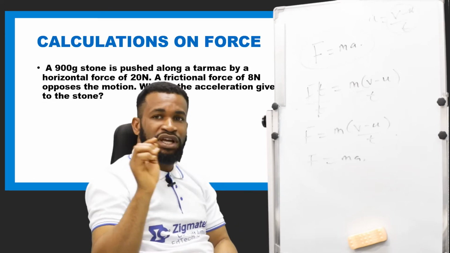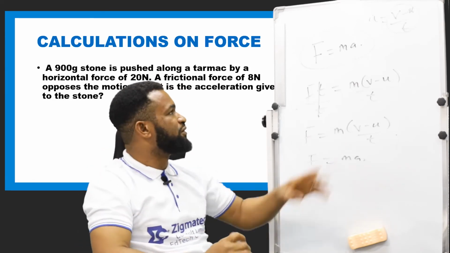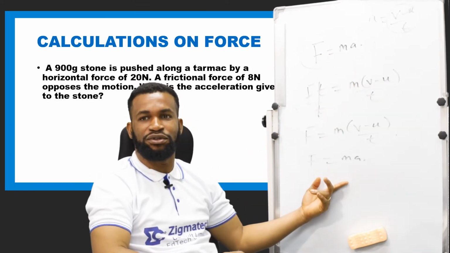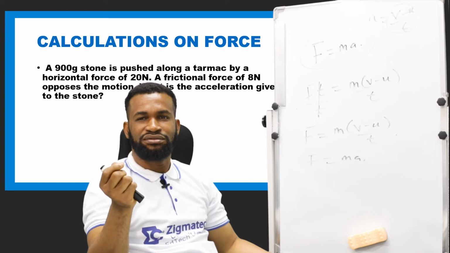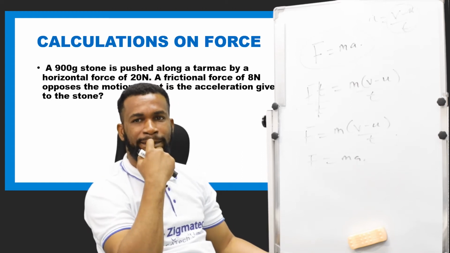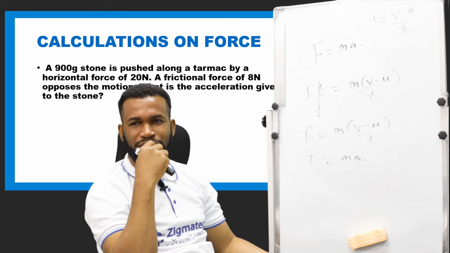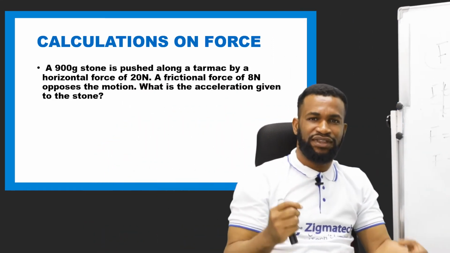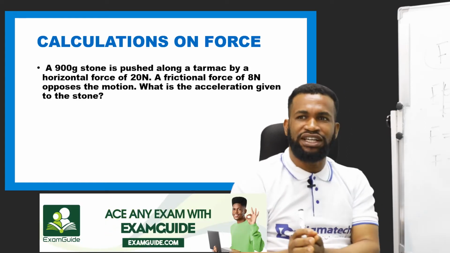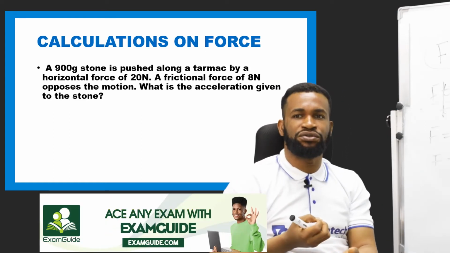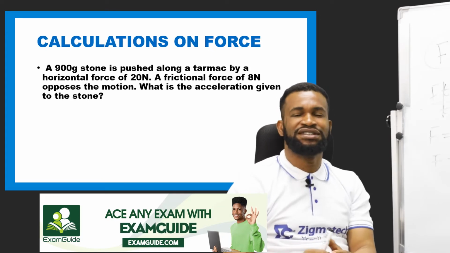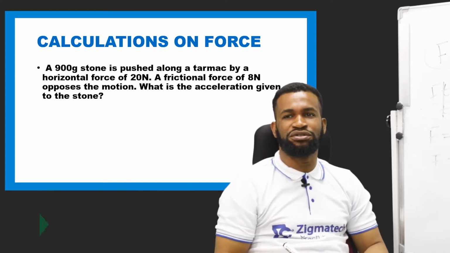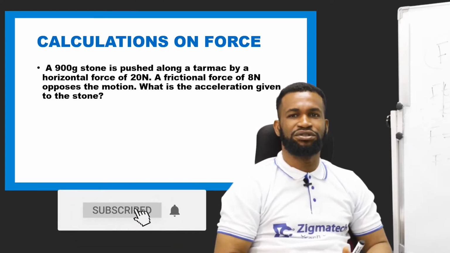However, look at the question on the board. We have established the fact that this is force and it came from momentum. So let's talk about it. How can we simplify this problem? A 900-gram stone is pushed along a tarmac by a horizontal force of 20 Newton. A frictional force of 8 Newton opposes the motion. What is the acceleration given to the stone?